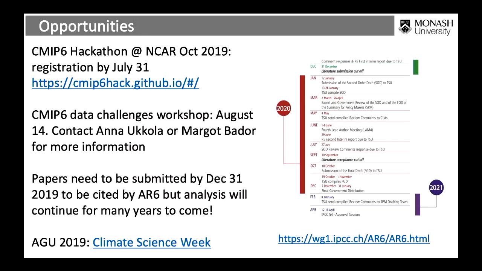And this is the IPCC timeline. Papers, if you want to get cited in AR6, need to be submitted by then, but CMIP is much more than IPCC, so analysis will just keep continuing, so you don't need to worry about jumping on board right away. The WCRP is organising a lot of sessions around CMIP as part of the Climate Science Week at AGU, so there's the links for that.